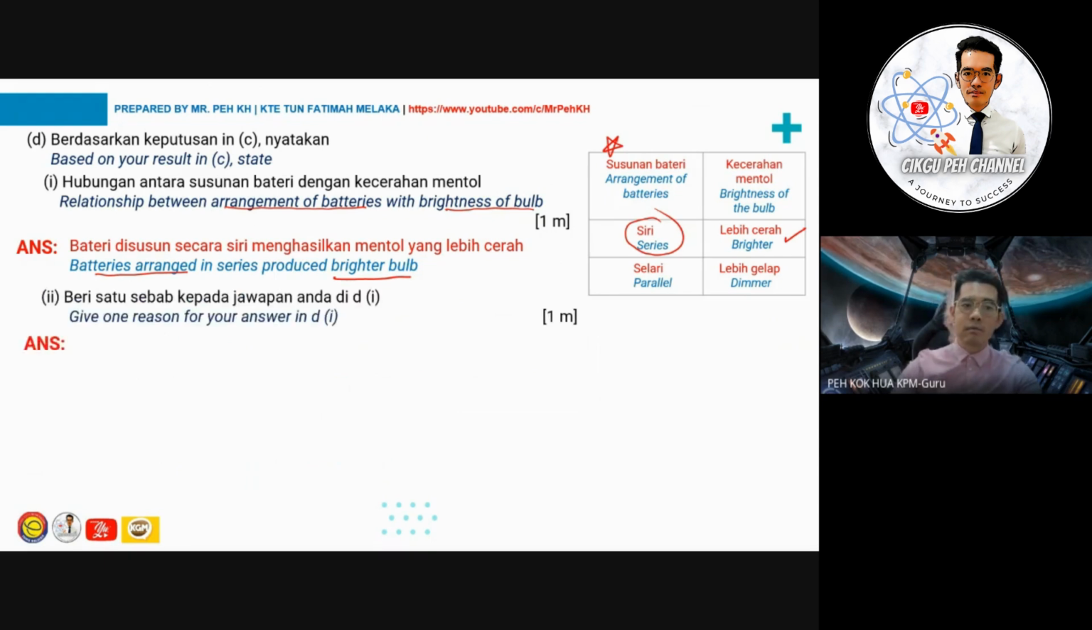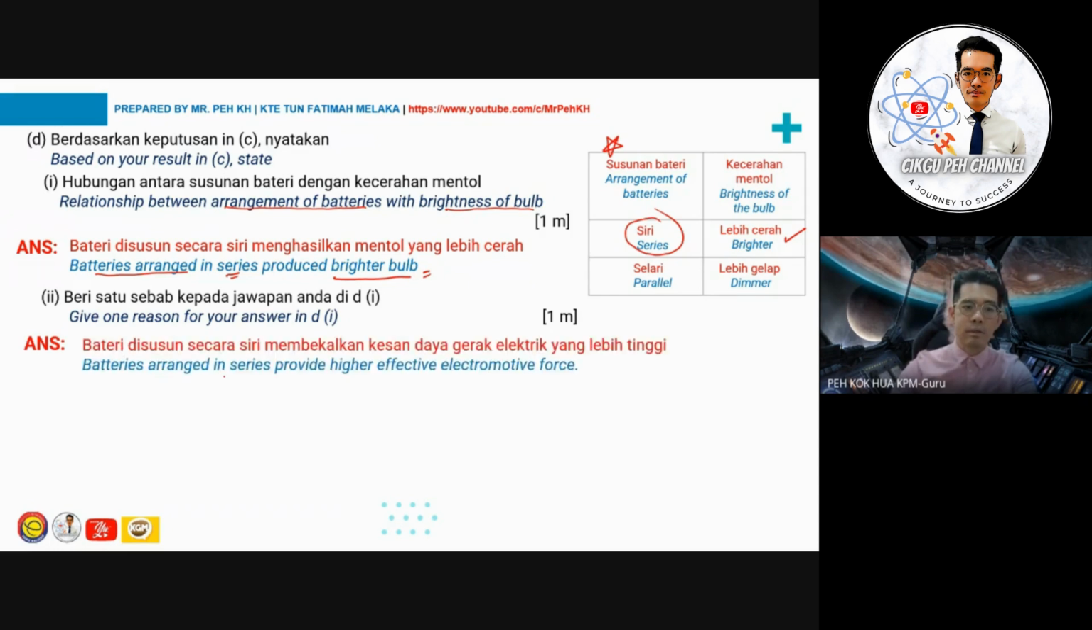Then the next one: give a reason for your answer in D1. Why will a battery arranged in series be brighter? This is the theory I discussed with you just now. The batteries arranged in series provide a higher E.M.F, so more voltage is provided to the circuit and the current flow will be more. So the answer will be: battery arranged in series provides higher electromotive force.